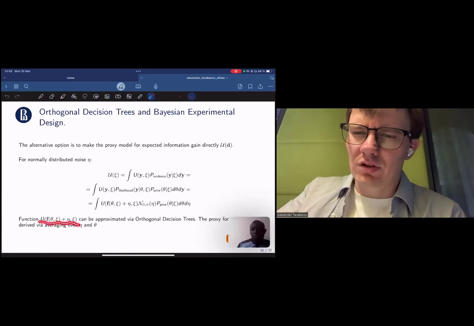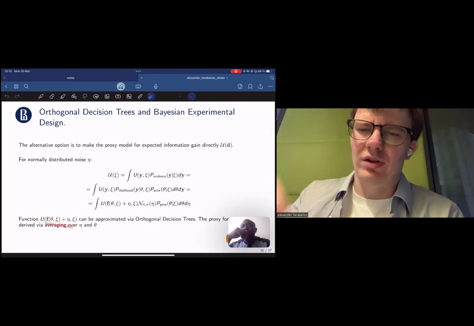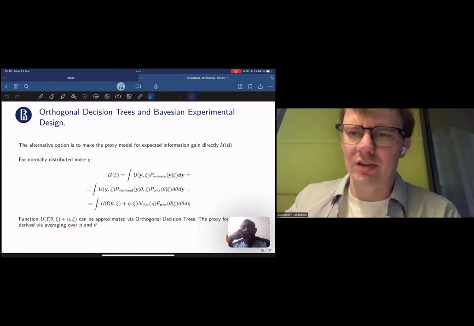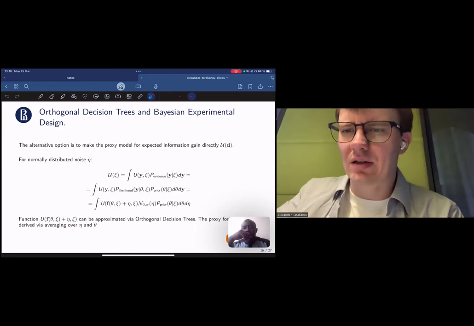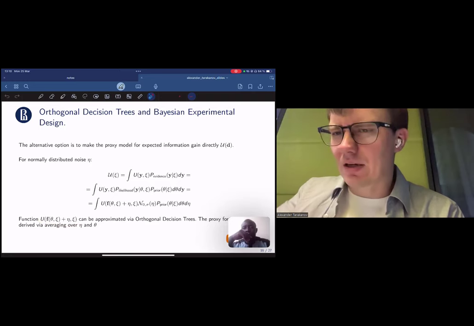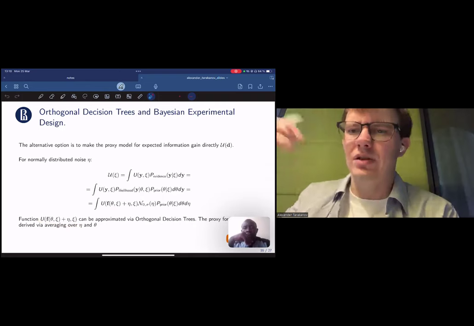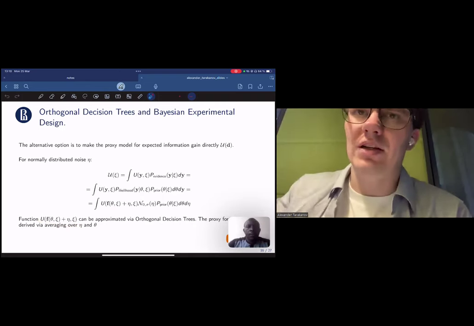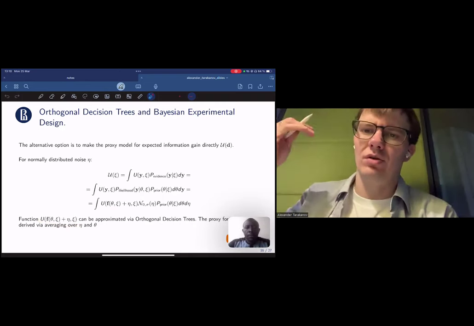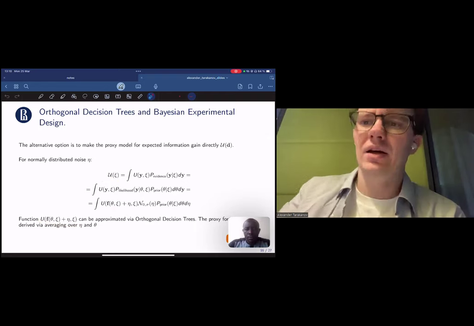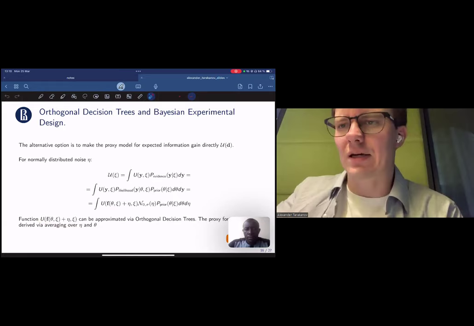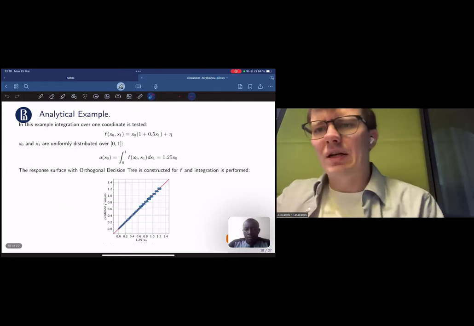First of all, we construct the approximation for the utility function as a function of three vectors, and then forget splits in the eta and theta directions. And this will provide us with a good approximation for the expected information gain, which is a function only of xi. So let's do it.